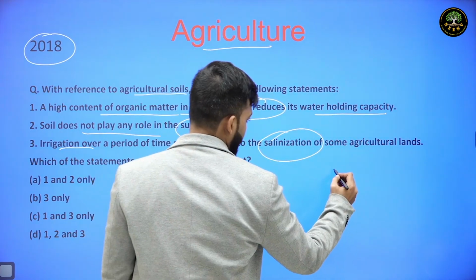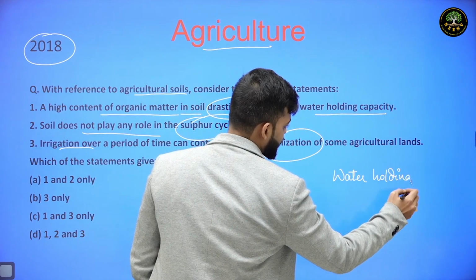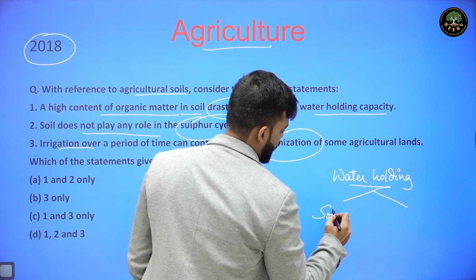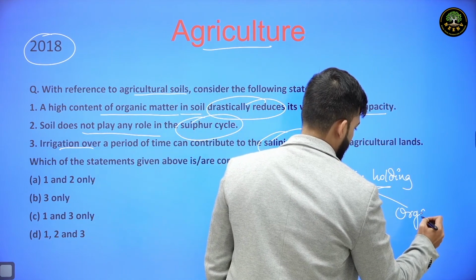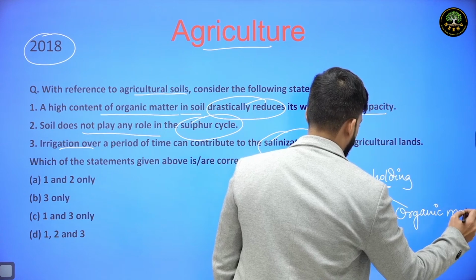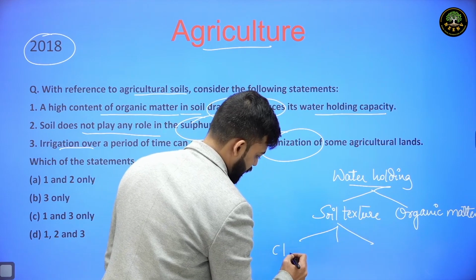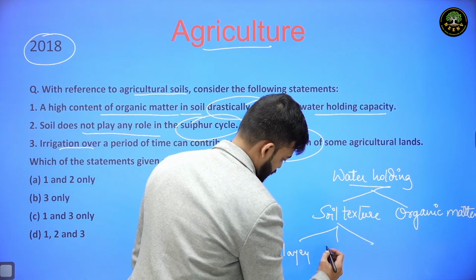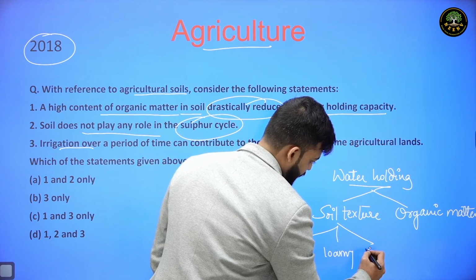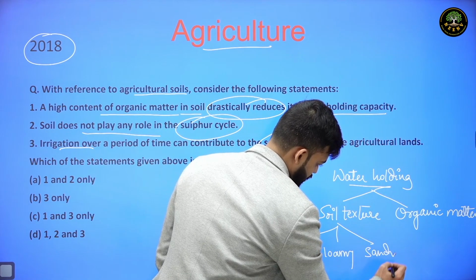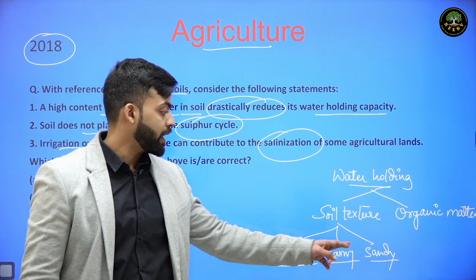Now, if we see water holding capacity of soil, it depends on two factors. First is soil texture and another is organic matter. Soil texture determines water holding capacity on the basis of its porosity. Clayey soil like black soil will hold more water as compared to sandy soil.